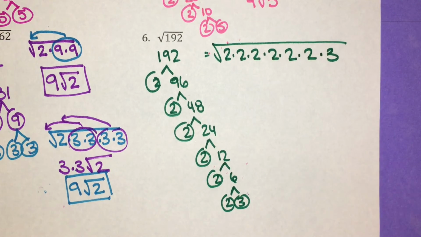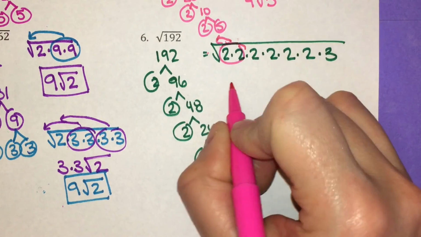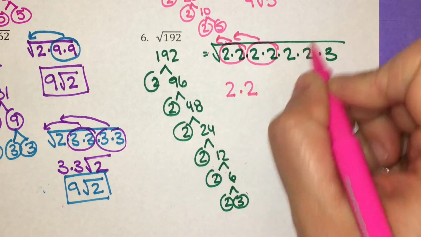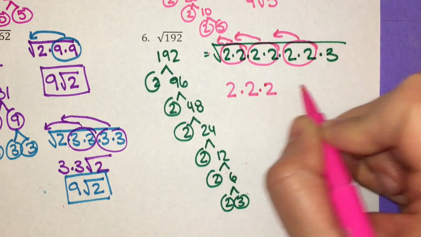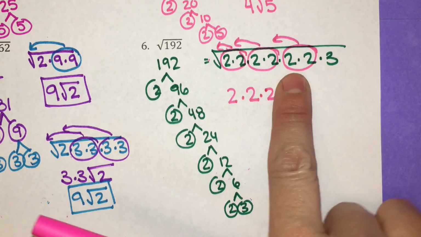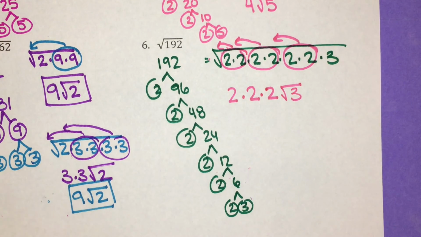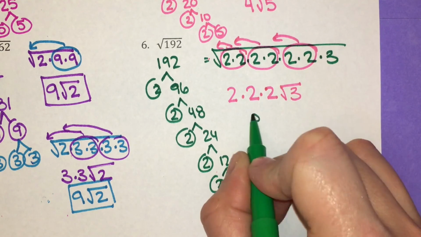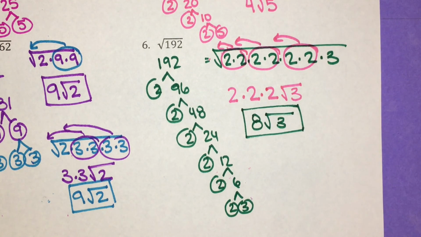All right. I have a pair of 2's that can come out, times another pair of 2's, times another pair of 2's. Remember, I'm just pulling a 2 out if I have a pair of 2's multiplied together. And I'm left with the square root of 3. 2 times 2 is 4. 4 times 2 is 8. So 8 times the square root of 3 is my answer.